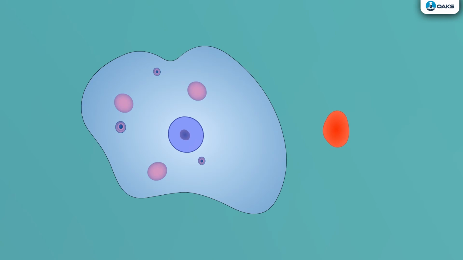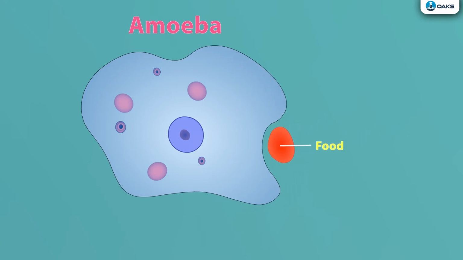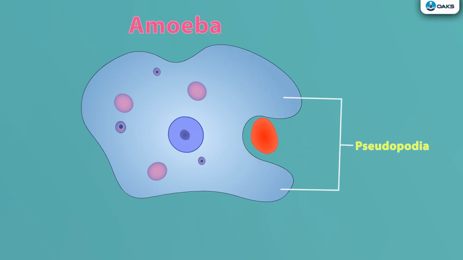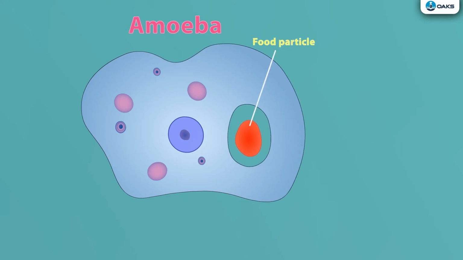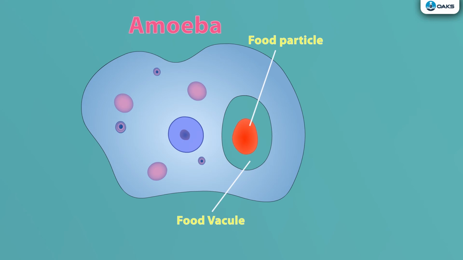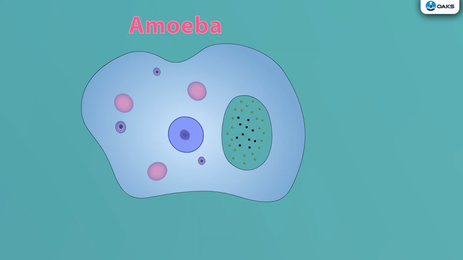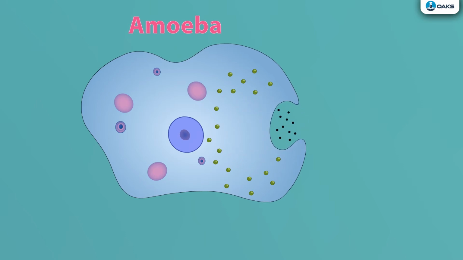Let's understand this with an example. A single-celled organism, amoeba, takes in food using finger-like extensions called pseudopodia. The pseudopod engulfs the food particle, forming a food vacuole. The food vacuole is rich in digestive enzymes which break down food into simpler ones. The digested food then diffuses into the cytoplasm, leaving the undigested food. The undigested material is moved to the surface of the cell and then thrown out.